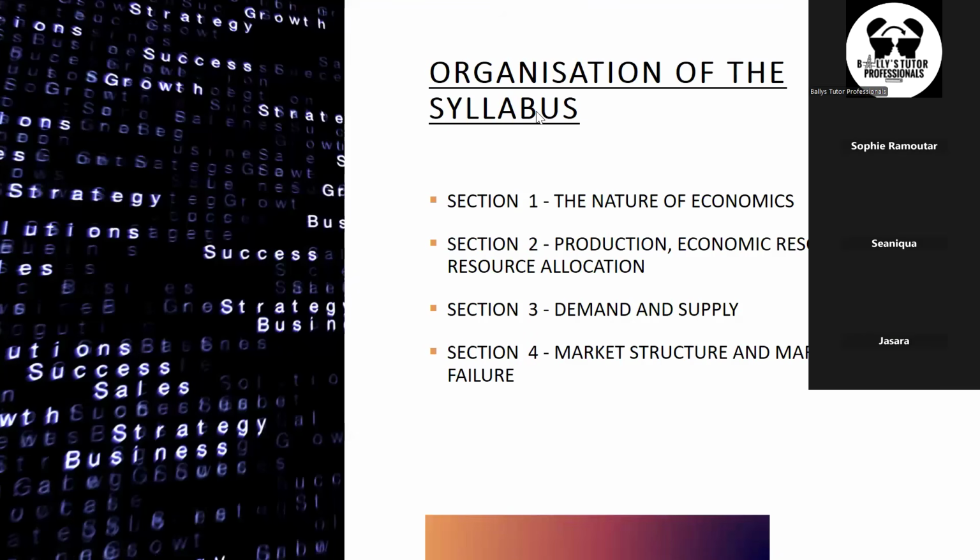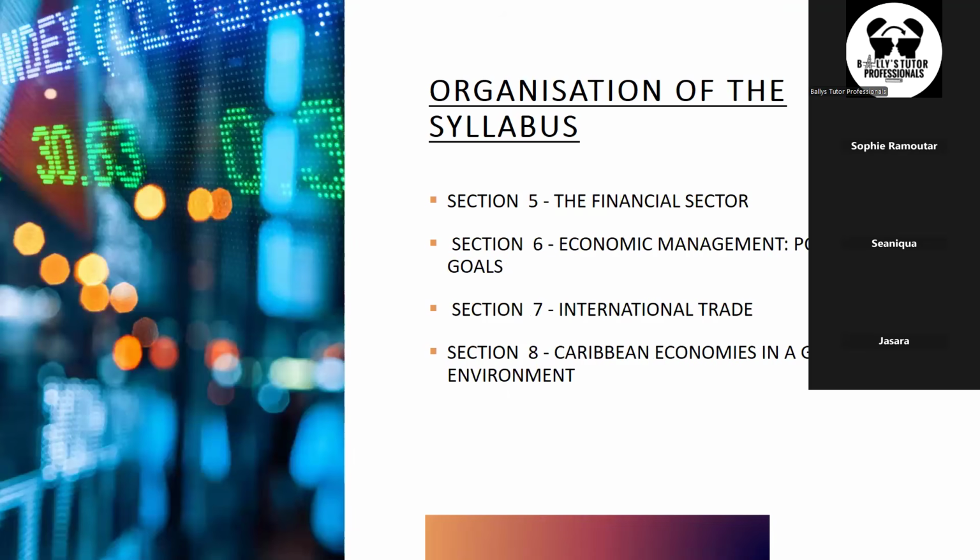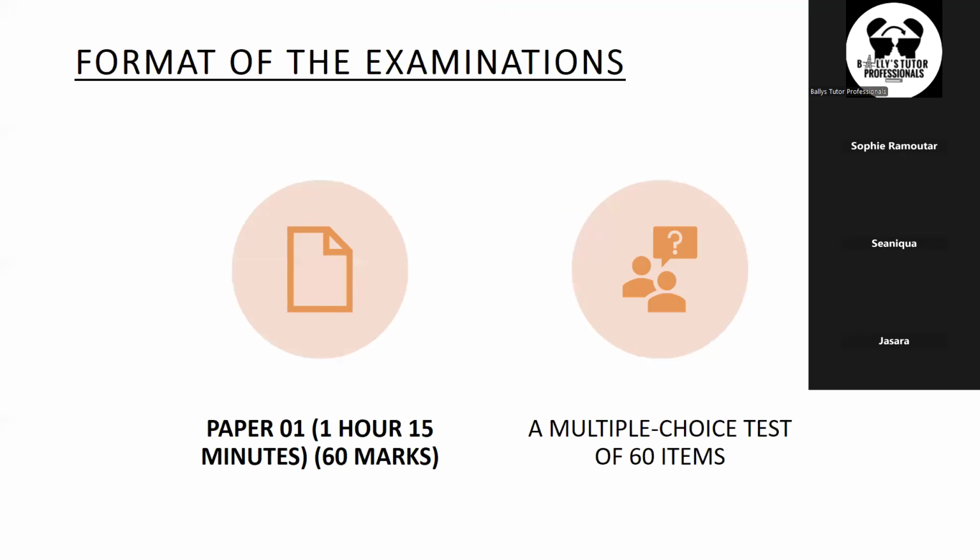All right, so let's look at the syllabus. There are 8 sections in the syllabus, right? The first 4 sections are based on microeconomics, and I believe everybody should know the difference between micro and macroeconomics by now. I hope so. And the second half is about macroeconomics, right?